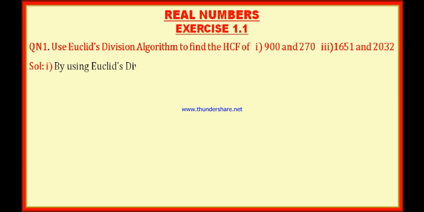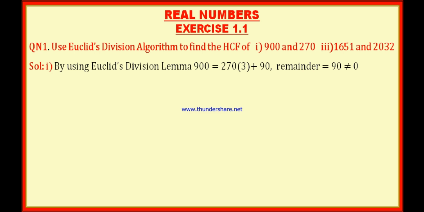Here is the solution. By using Euclid's division lemma, out of the two numbers 900 and 270, 900 is greater than 270. Therefore, you can write 900 is equal to 270 into 3 plus 90. If we divide 900 by 270, 270 goes into 900 3 times, and the remainder is 90. Here what is the remainder? Remainder is 90 and is not equal to 0.